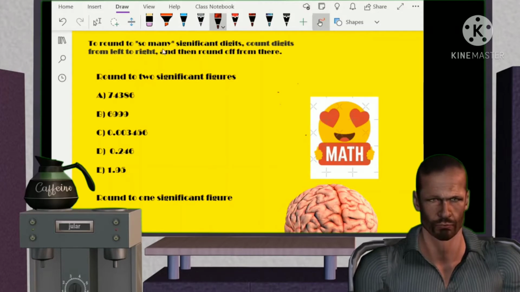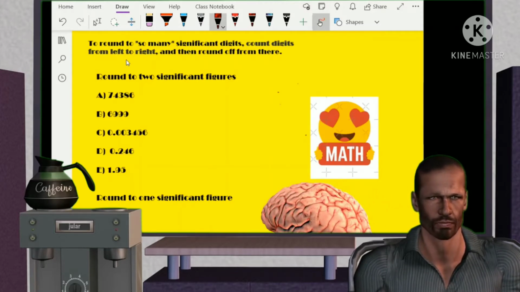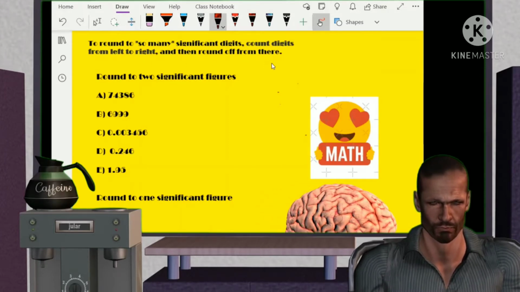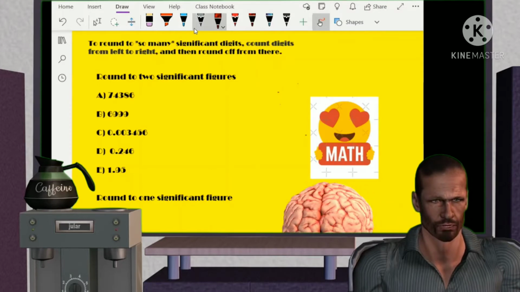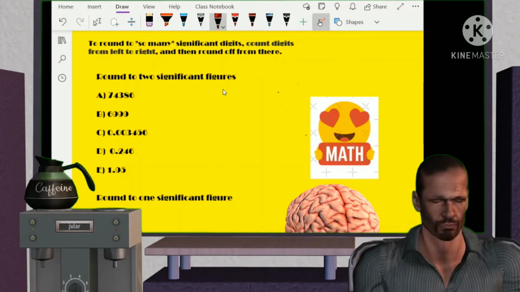To round off to the required number of significant figures, count the digits from left to right and then round them off there. So for example, my first instruction says round to two significant figures.